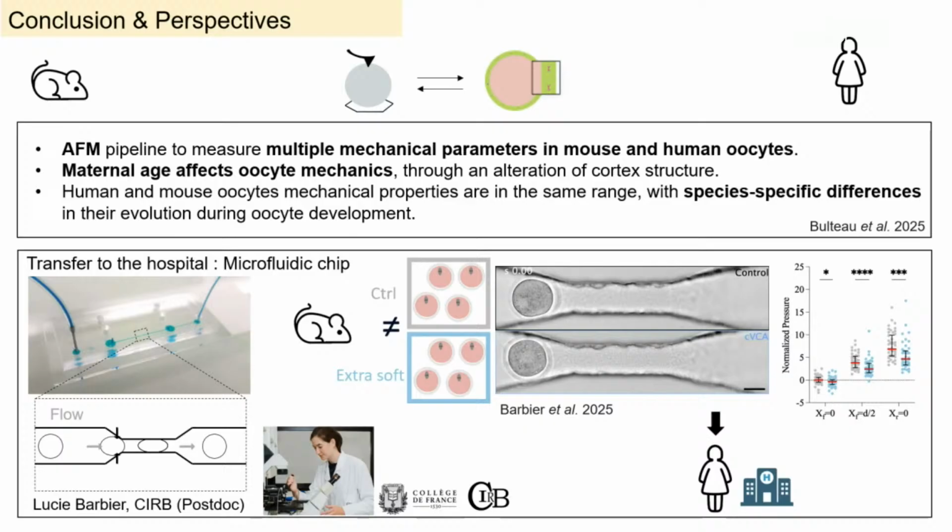Can you read the video? Sorry. Thank you. So we can discriminate control from extra soft oocyte without affecting, okay, it's not working at all.